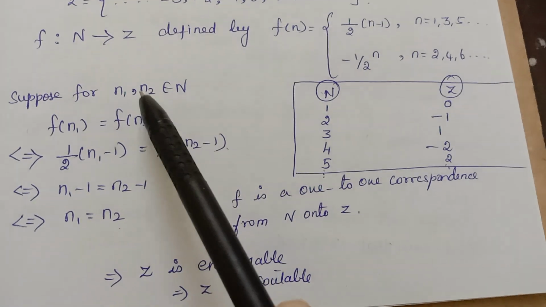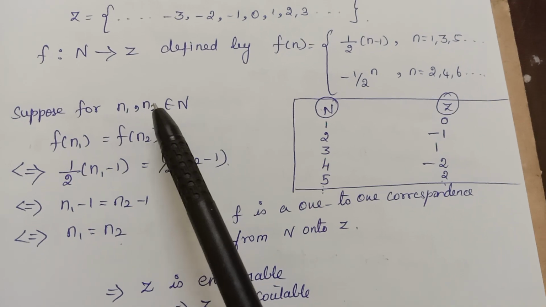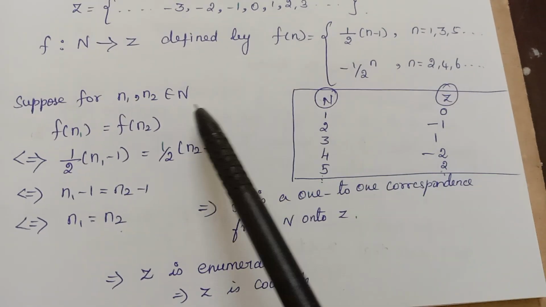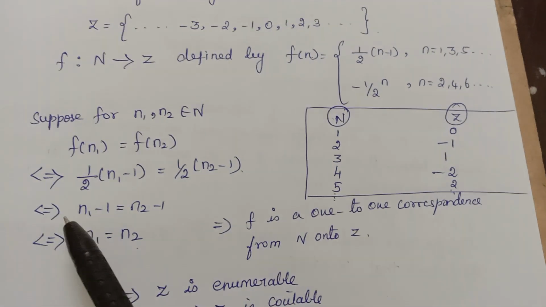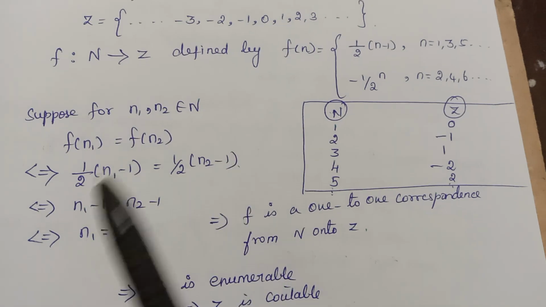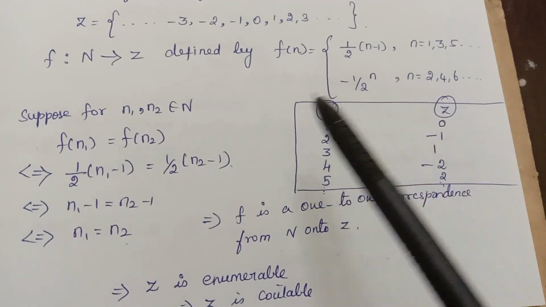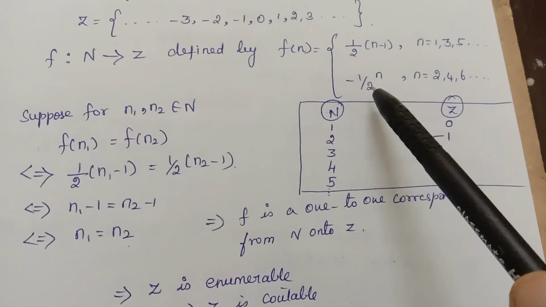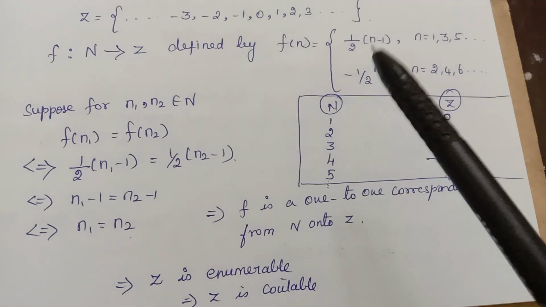Therefore this is a bijection when both are odd positive integers. When they are even positive integers, the same kind of proof applies. When n1 and n2 are even, then you will have −n1/2 = −n2/2, which implies n1 = n2. If one is odd and the other is even, both cannot be equal to each other. The numbers are different, therefore the images will obviously become different.